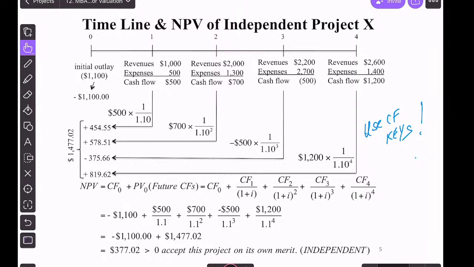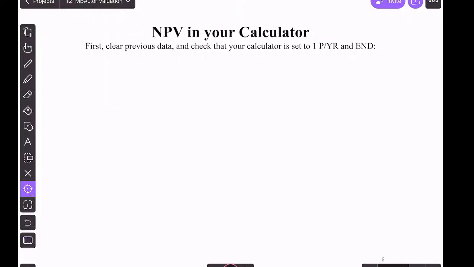So once you've calculated the net present value, it means that the benefits, which are the present value of the future cash flows, exceed the cost. So this project on its own merit is profitable. So you should pursue the project. I've left space in your notes so you can write the steps in case you forget. You can also just watch the video again.